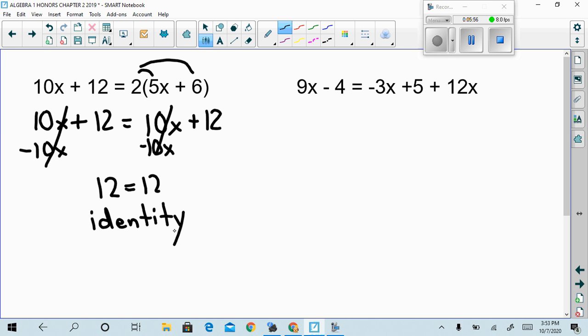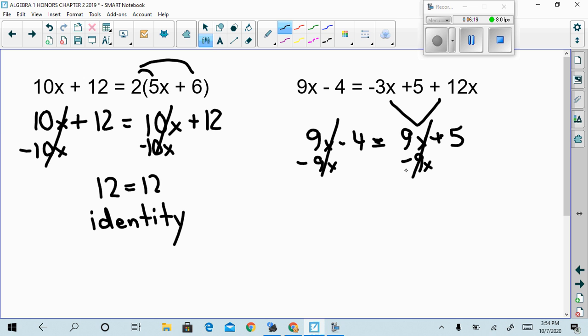On to the next problem. I look at this problem and I see there's nothing to simplify on the left, but on the right I have some like terms. As I combine the like terms, I'm going to have 9x plus 5. My next step tells me to collect my variables on one side, so I'm going to subtract 9x on both sides, and they cancel out. That leaves me with negative 4 is equal to 5, which is a false statement, so this is an equation that has no solution. There is no value of x that will ever make that a true statement.